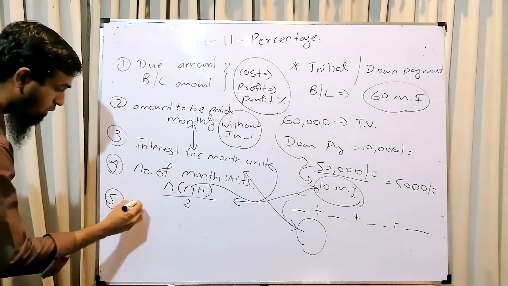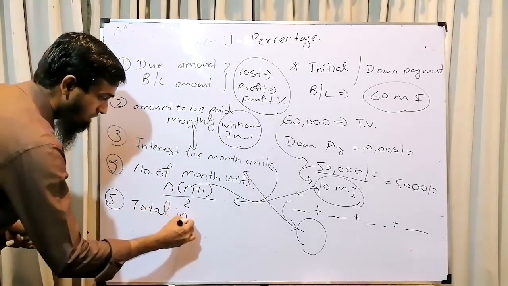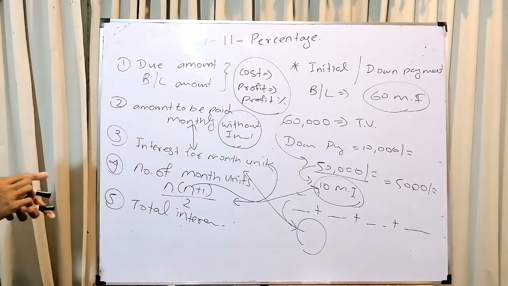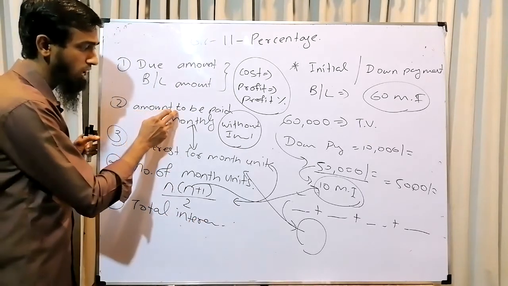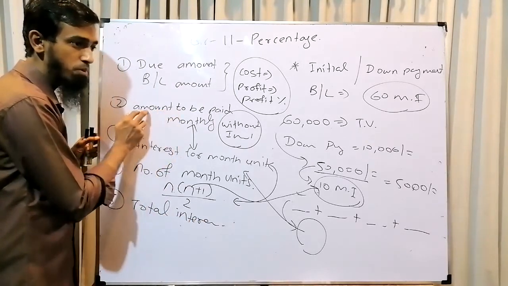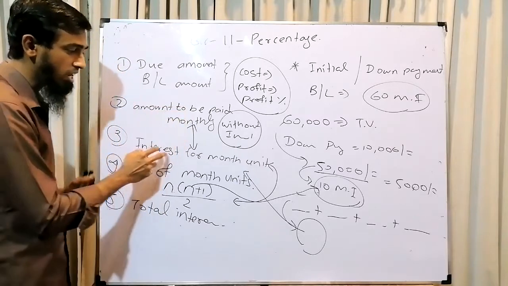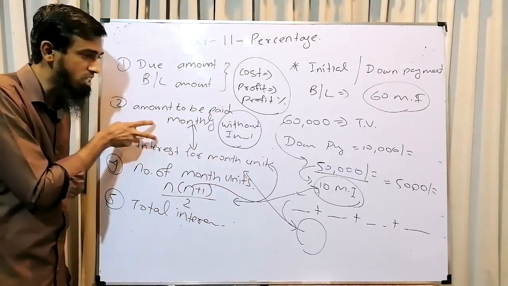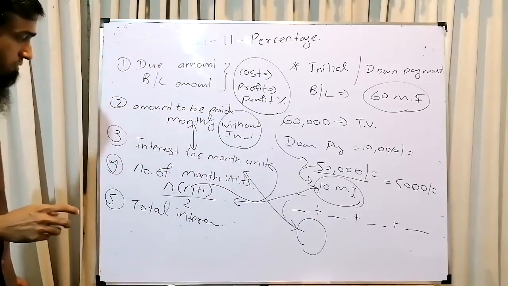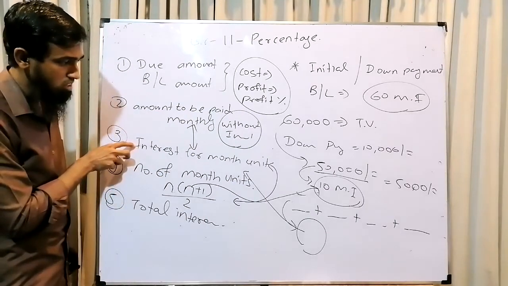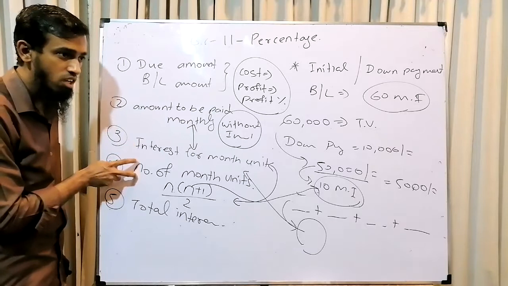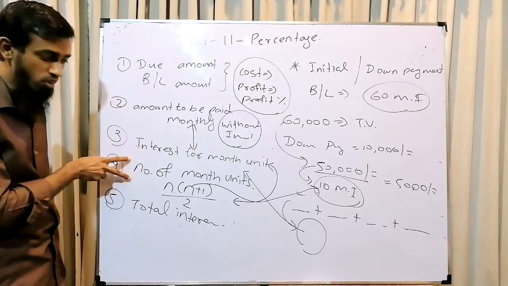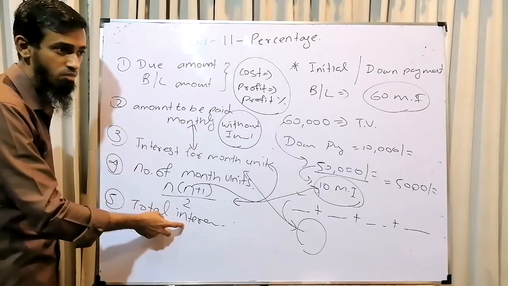Using the interest for a month unit and the number of month units, what can we calculate? We can calculate total interest. So you need to remember the connection between the amount to be paid for a month and the interest for a month unit. There is a connection between these two. And the other connection, the interest for a month unit and the number of month units. Using the product of these third and fourth points, we can calculate total interest.